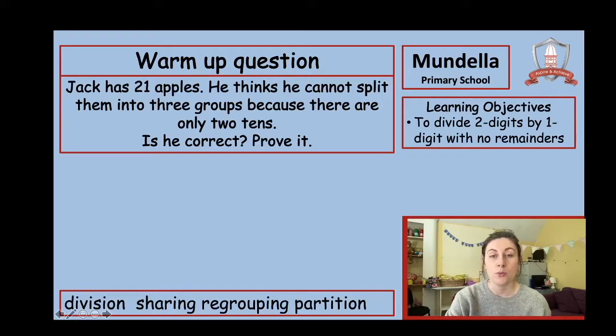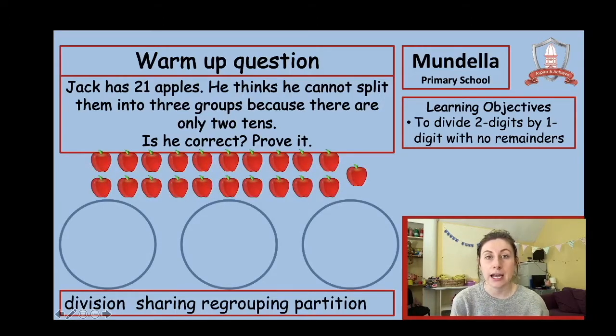So in your book, I want you to draw 21 apples. Remember, it's not an art lesson, it's a maths lesson, so just a circle is fine. And remember, he says he can't split them into 3 groups, so I want you to draw 3 circles. 21 apples, 3 circles. Can we split 21 apples between 3 groups? Pause this video, investigate, and then press play when you're ready to continue.